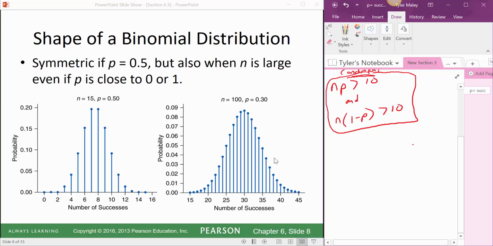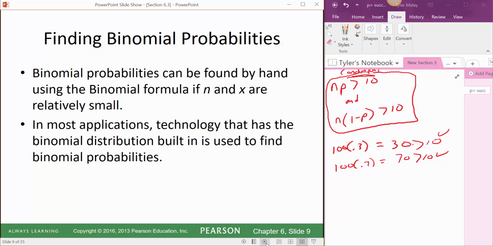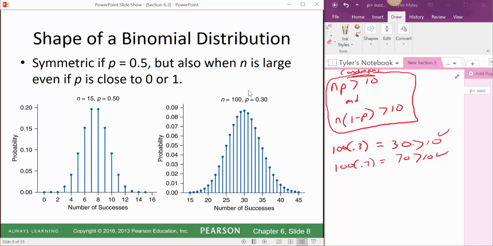Right, so if I take 100 times 0.3, that gives me, what, 30? So that's bigger than 10, so we're good there. And then if I take n, 100, times q, which would be 1 minus p, so that would be 0.7, right? That would be equal to 70, which is also bigger than 10. So in this case, the conditions are met where we can assume that this fits a normal distribution, right? Or very close, approximately normal. Right, so you can see as long as n is really large, that can happen, right?